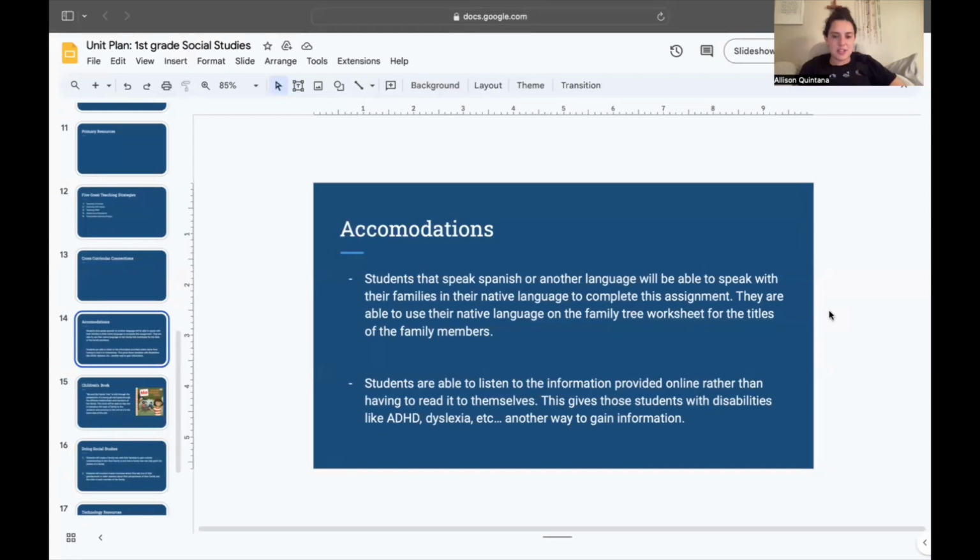For the accommodations, for the family tree assignment, the students that speak Spanish or another language will be able to speak with their families in their native language to complete the assignment. And they also can write the titles of the people, so grandparent, parent, sibling, whatever it is, in their native language, if that is easier for them. And then students that have ADHD, dyslexia, anything like that, are able to listen to the information provided online rather than having to read to themselves.